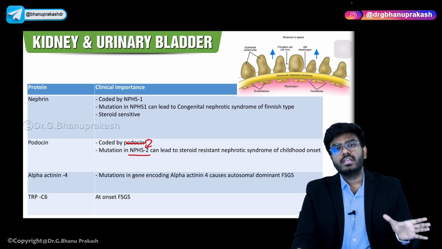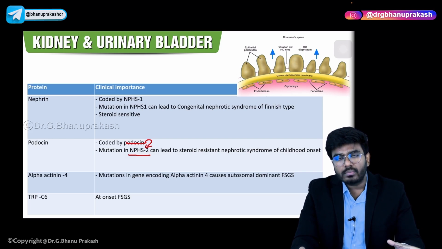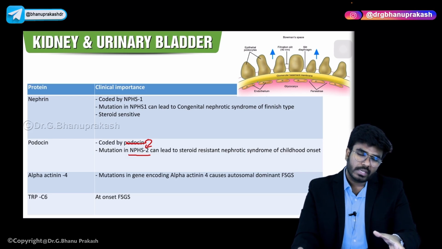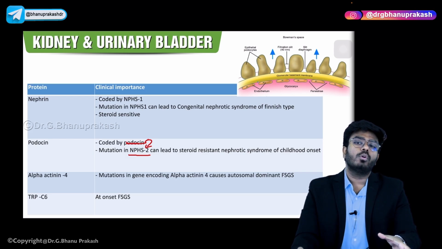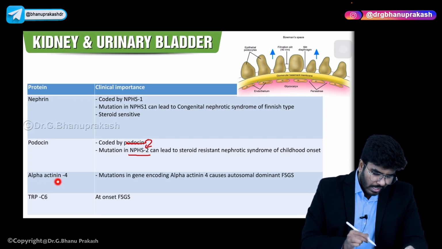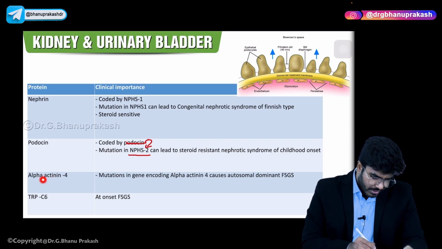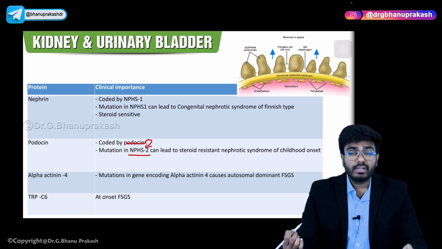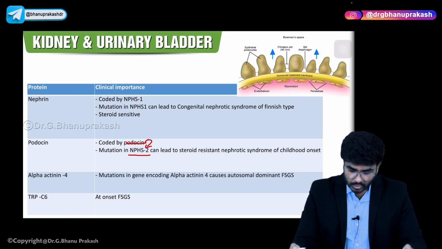So, direct MCQ: steroid resistant nephrotic syndrome of childhood onset is due to mutation of which gene? NPHS2. Due to mutation of which protein? Podocin. It is steroid resistant in nature. Now, let's talk about alpha actinin 4 also. If there is mutation of alpha actinin 4, that will also lead to proteinuria and nephrotic syndrome. Which type of nephrotic syndrome, guys?